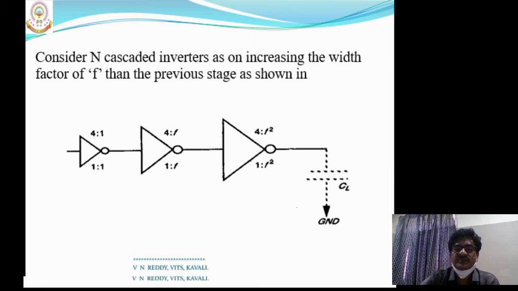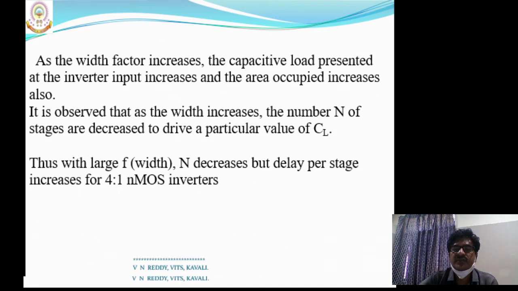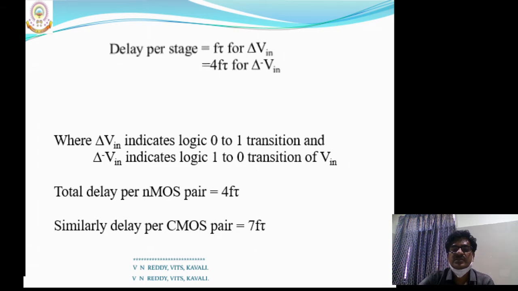Let us see, this is the diagram for driving the large capacitive load CL. Many number of inverters we have to connect. The size of the inverter goes on increasing like this by using a width factor F. This is the cascaded inverters. As you know, for the 4:1 NMOS inverters case, the total delay for the NMOS pair is equal to 5 tau. In VLSI design subject, you studied that the total delay in NMOS pair is 5 tau.